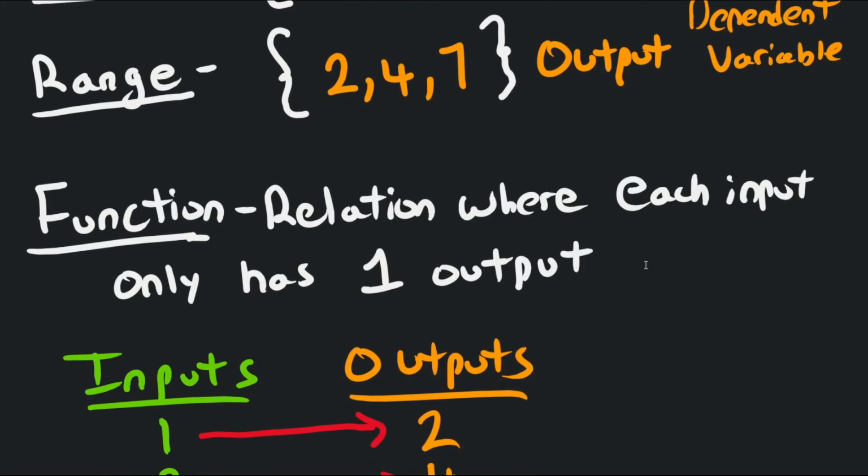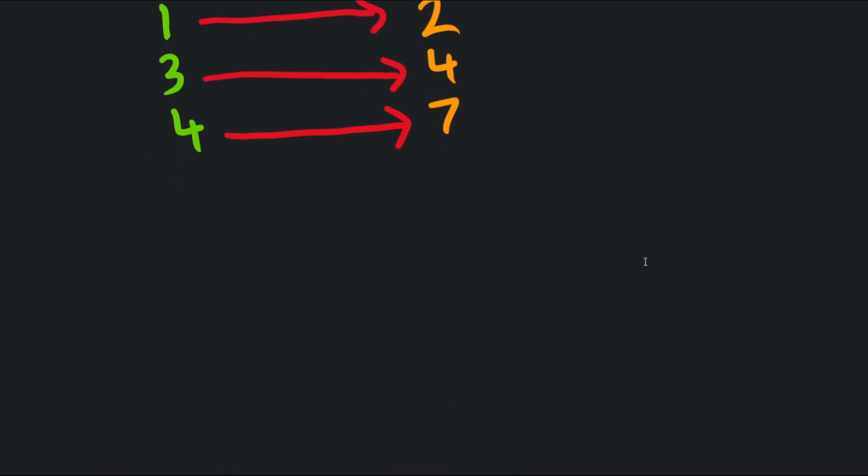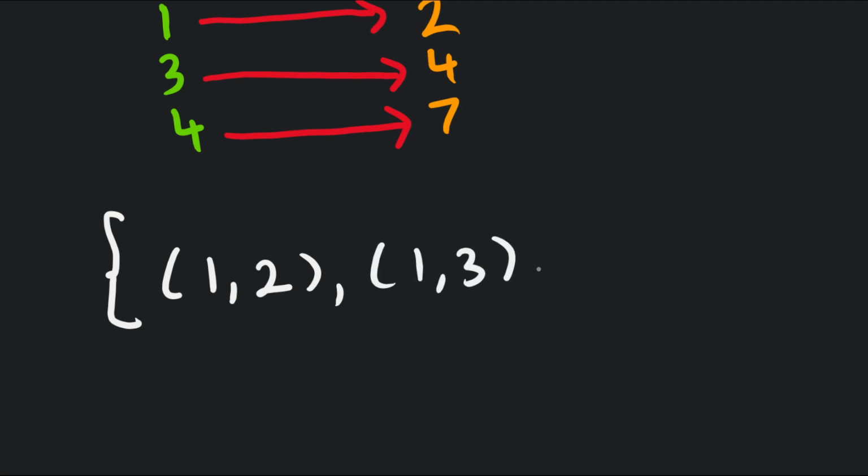Now, let's go through a quick example of a relation that's not a function. So let's say we had this relation right here, and let's use some curly brackets. Let's say we had (1, 2), (1, 3), and (3, 7). Close curly brackets.